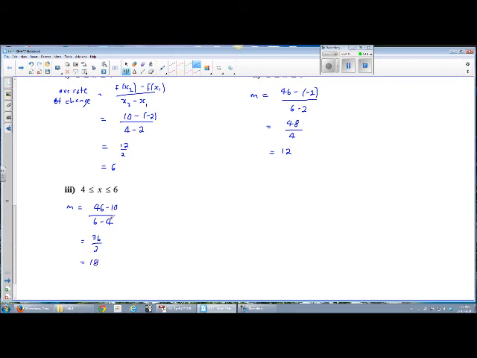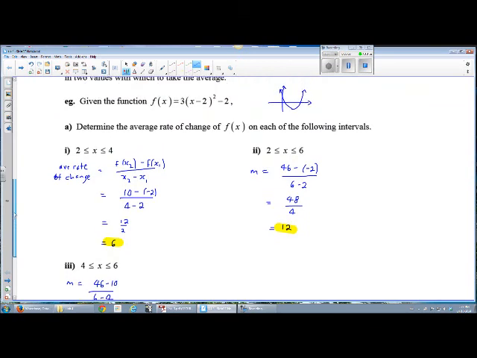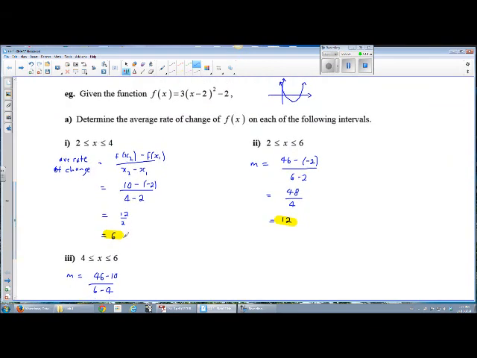Okay, so notice, take a little look here. See if this is worthwhile doing. Take a look at the rates of change over the three intervals. So from 2 to 4, the average rate of change is 6. Now notice that x equals 2 is right at the vertex. Okay, so that's 2. And then 4 is a little bit to the right. So that average rate of change is 6.